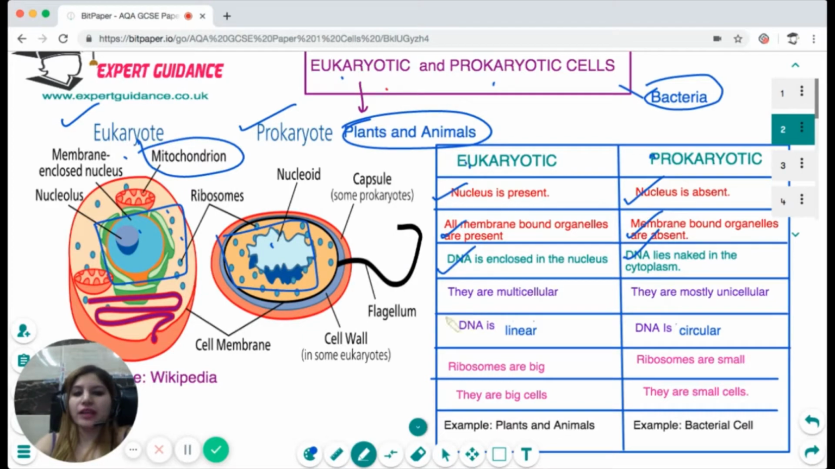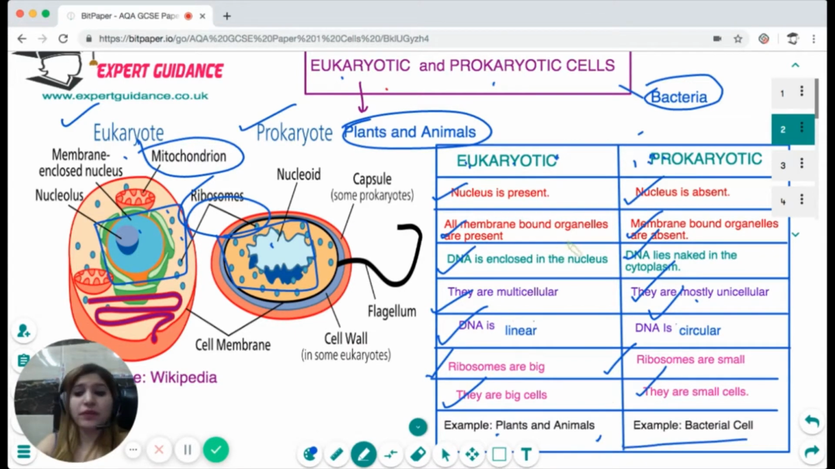Eukaryotic cells are mostly multicellular, but prokaryotic cells are mostly unicellular. The eukaryotic cell DNA is linear, but prokaryotic cell DNA is circular. Both eukaryotic and prokaryotic cells have ribosomes, but in a eukaryotic cell, the ribosomes are big. In a prokaryotic cell, they are small. Eukaryotic cells are multicellular big cells, whereas prokaryotic cells are small unicellular cells. Examples are a plant cell and an animal cell for a eukaryote, and for a prokaryote, there's a bacterial cell.